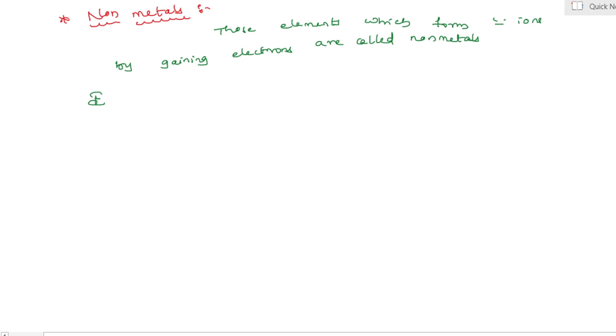Yes, examples. They are solid or gases, but some exception is there. Except bromine, which is in the liquid state. Clear? Non-metals are solid as well as gases, but the exception is there. Bromine is seen in the form of liquid.